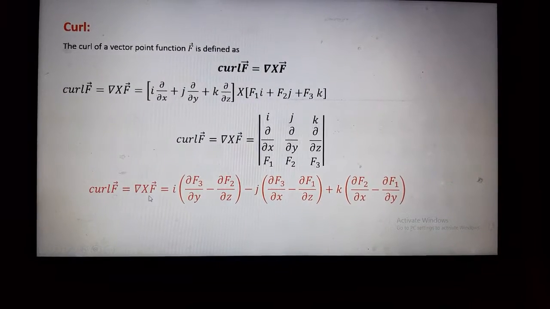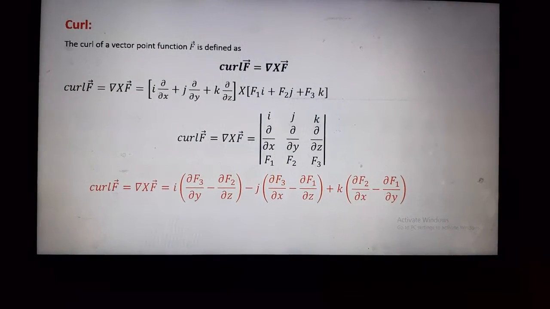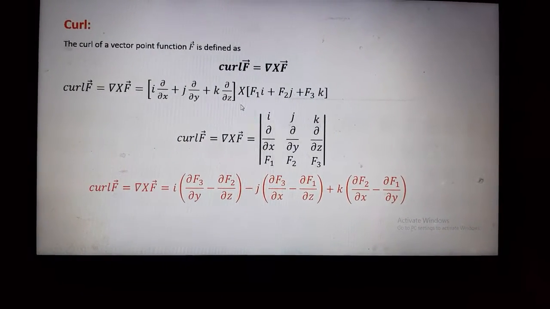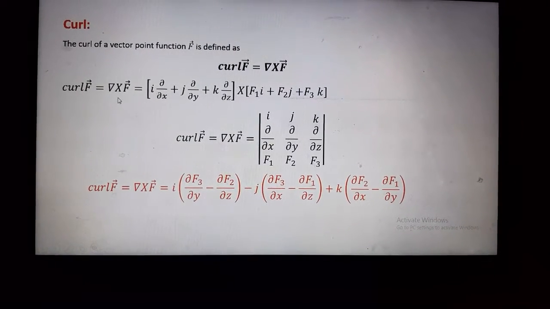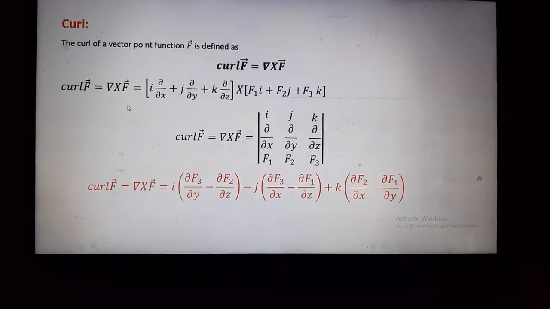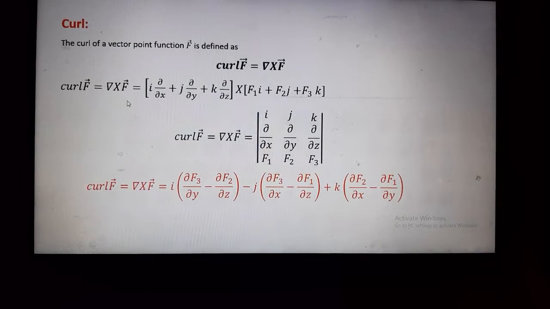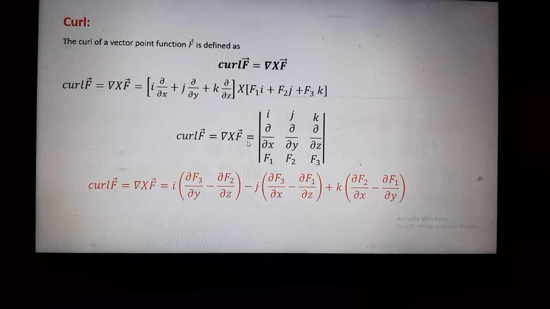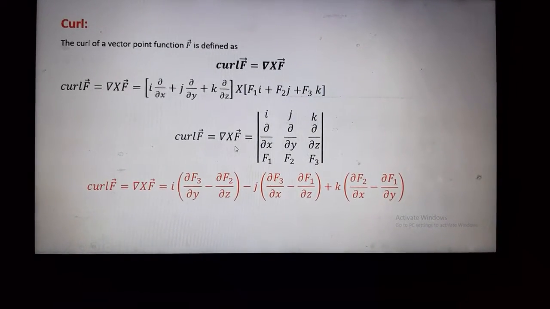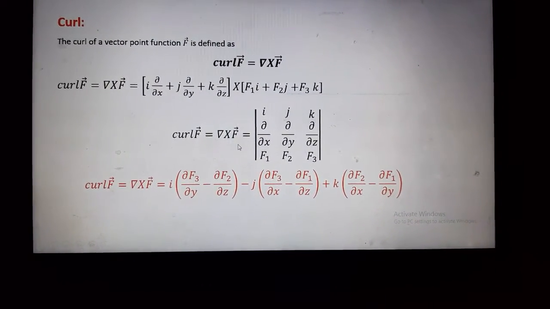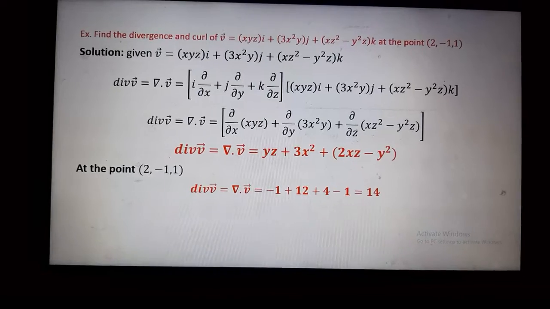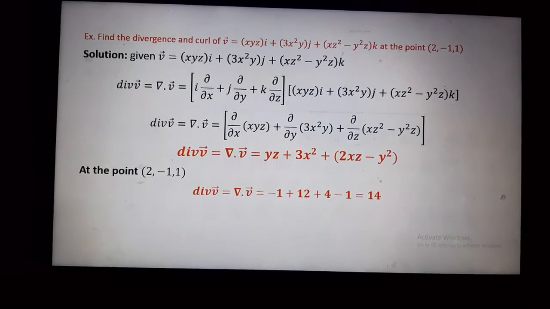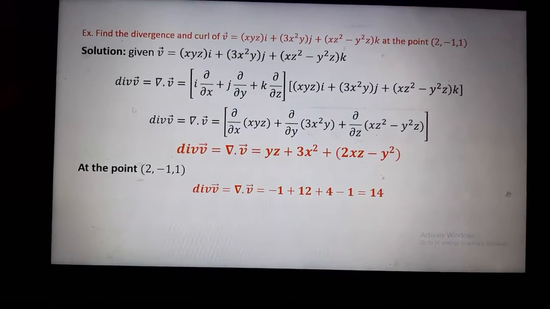So here we should remember, if I take del dot vector, it is divergence, and del cross vector, it is curl. Also del applied to a scalar is a gradient. Now we'll take one simple example on this.